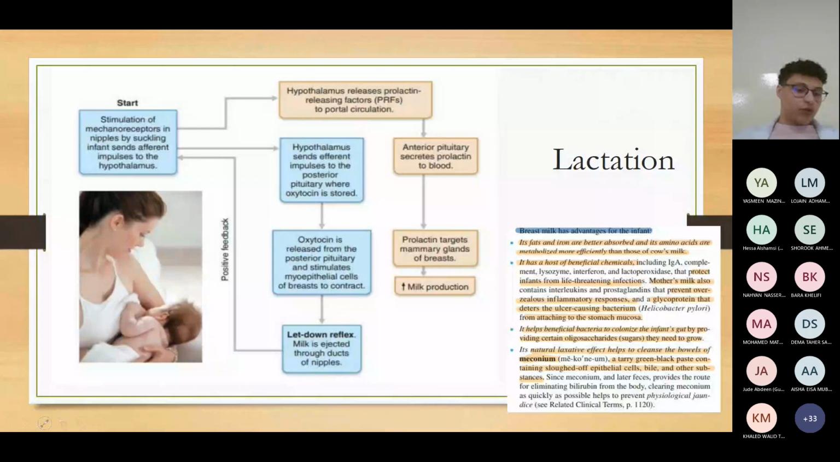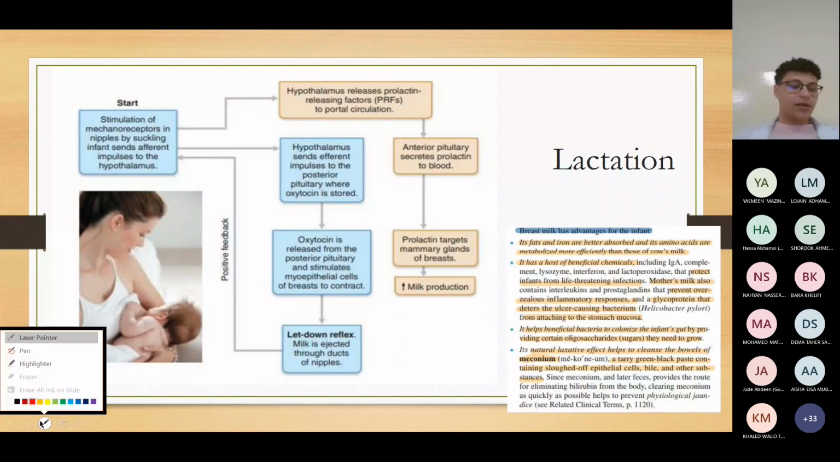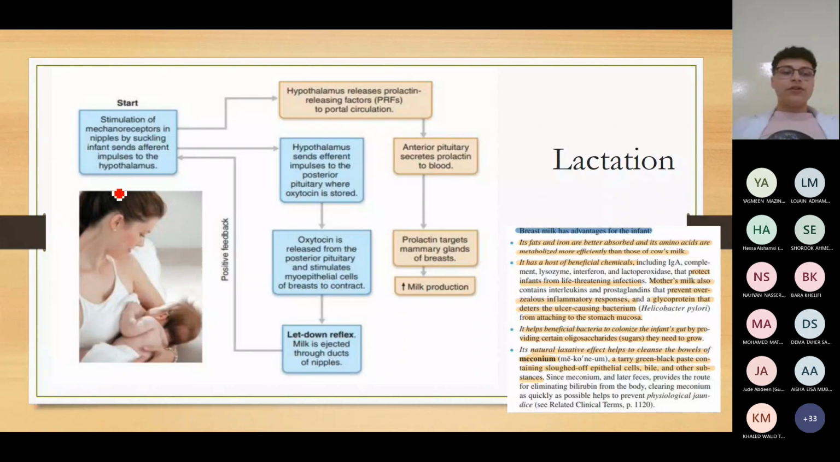I'll just try to draw so we can, guys, better visualize what I'm trying to say. Okay, so first of all, as you can see here, suckling. Suckling stimulates everything. The suckling is going to send some stimulus to the hypothalamus. Let's imagine this is the hypothalamus. What would the hypothalamus do?